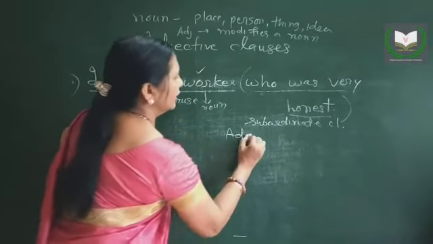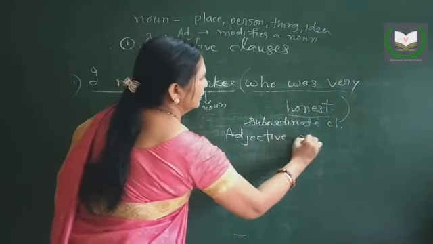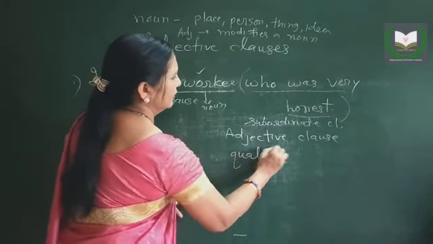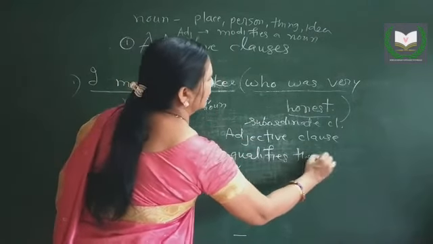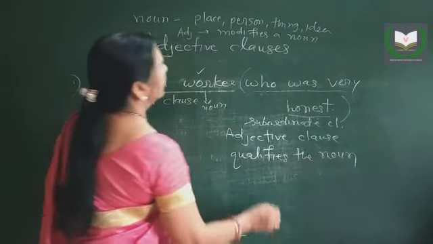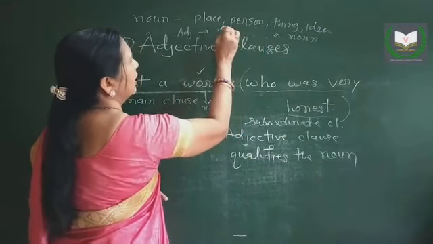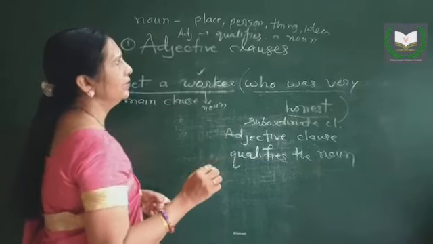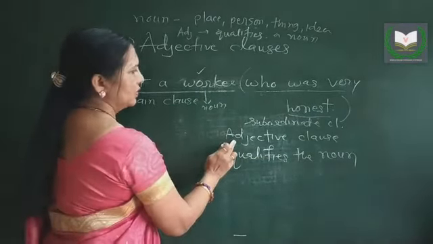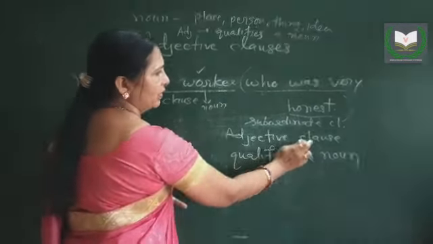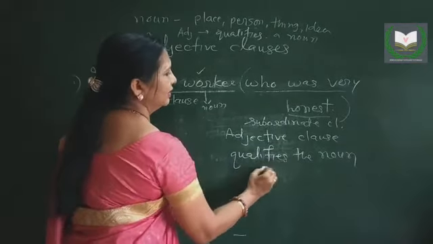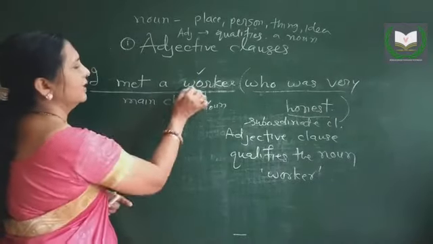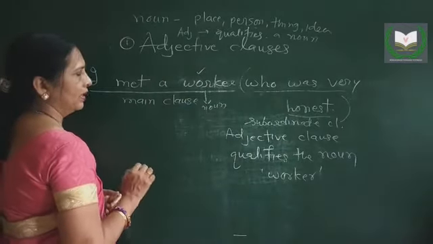So, this is the adjective clause. It qualifies the noun. Here also it is better to write it qualifies a noun. Adjective qualifies a noun. So adjective clause qualifies the noun worker. In this context, it is the noun worker.